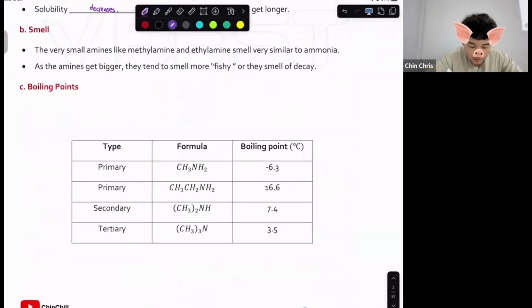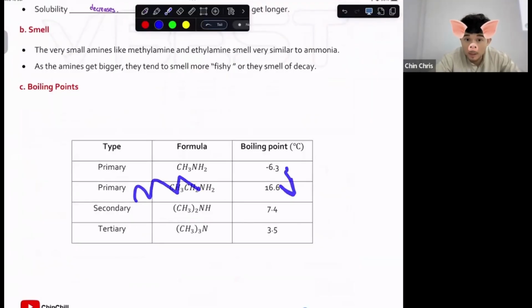Alright guys, let's look at the boiling point of amine. So for primary amine, as you go down, as the chain length increases, the boiling point increases as well, because you have more chain, which means the induced dipole forces are stronger. That's it. Secondary amine, tertiary amine, same thing.